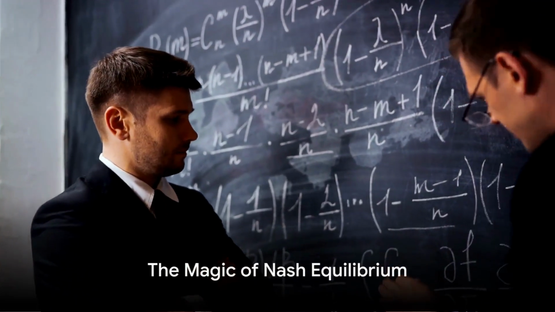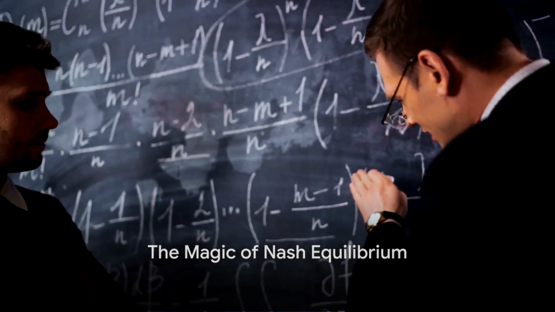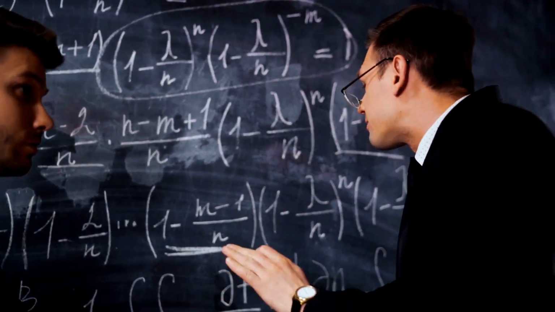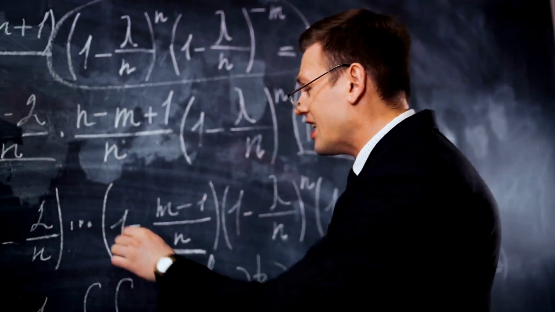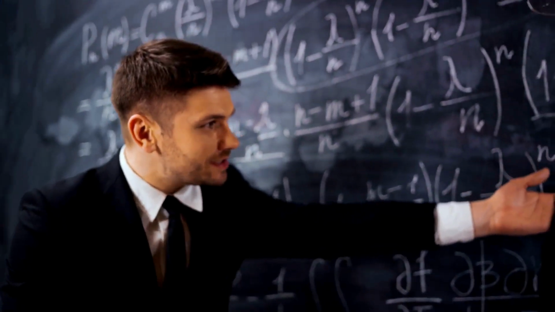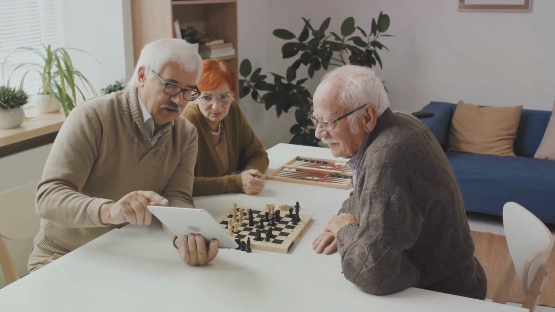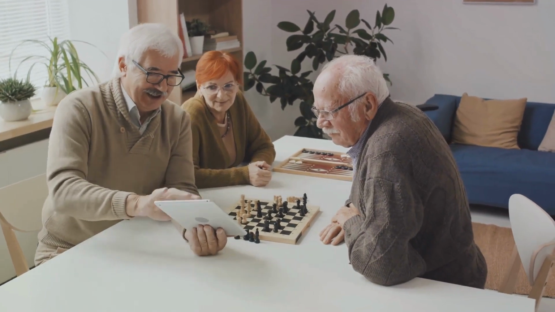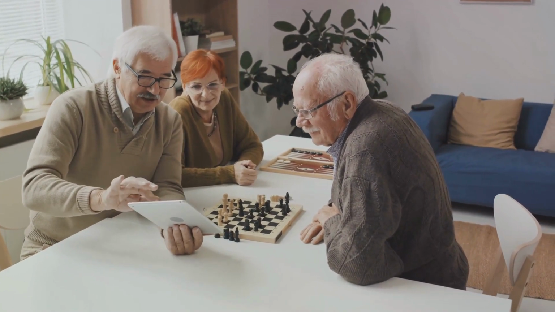Now let us explore one of the most fascinating concepts in game theory, the Nash Equilibrium. Imagine a game, not a game of chance but one of strategy, where each player's decision influences the others. A game where the optimal outcome depends not just on your actions, but on anticipating the actions of others. This is the setting in which we find the Nash Equilibrium.